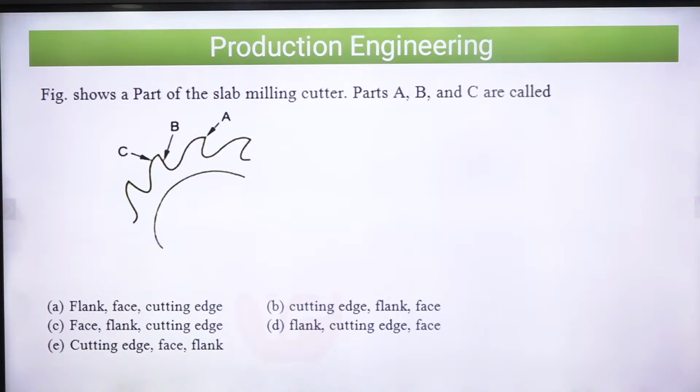This shows a part of the slab milling cutter, or call it peripheral milling, or slab milling cutter. Parts A, B, C are called. Which is part A, which is part B?